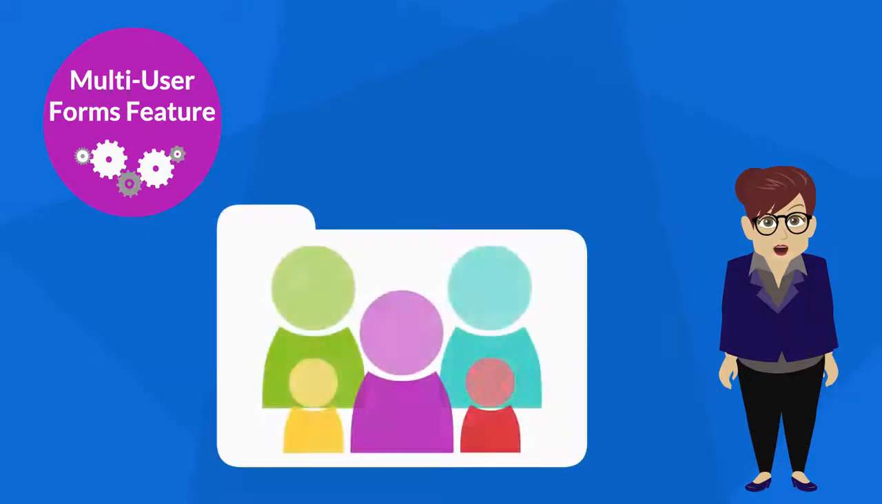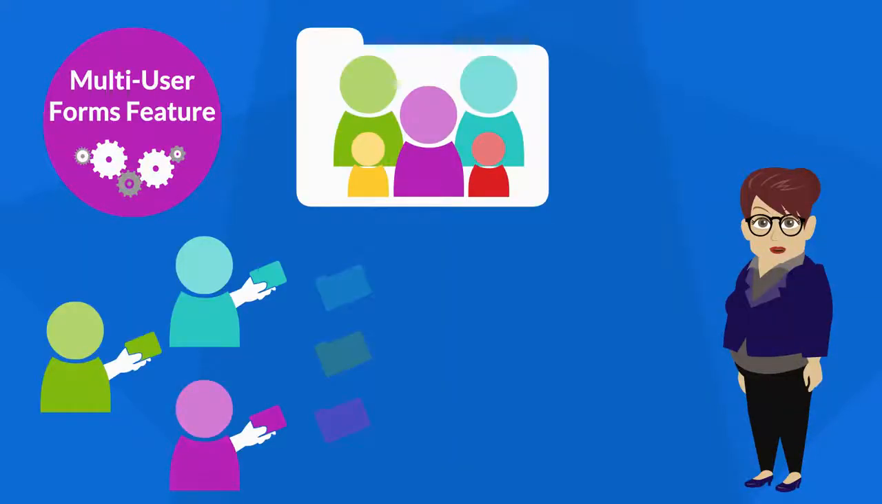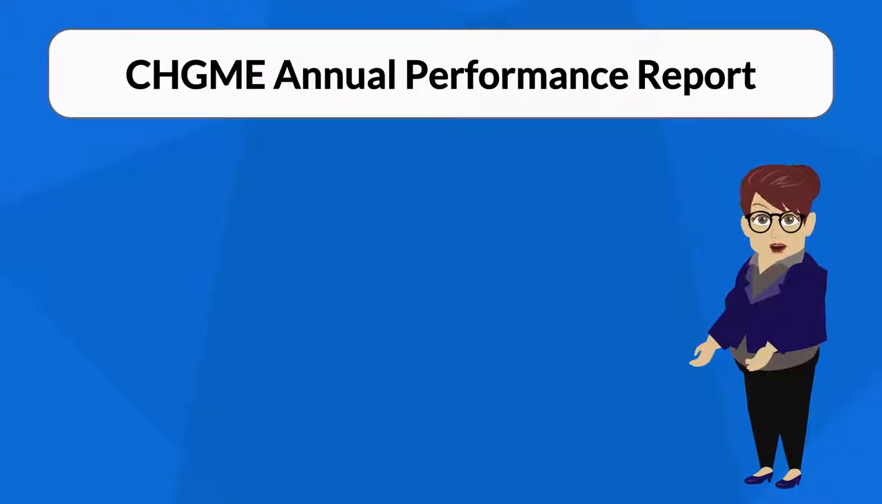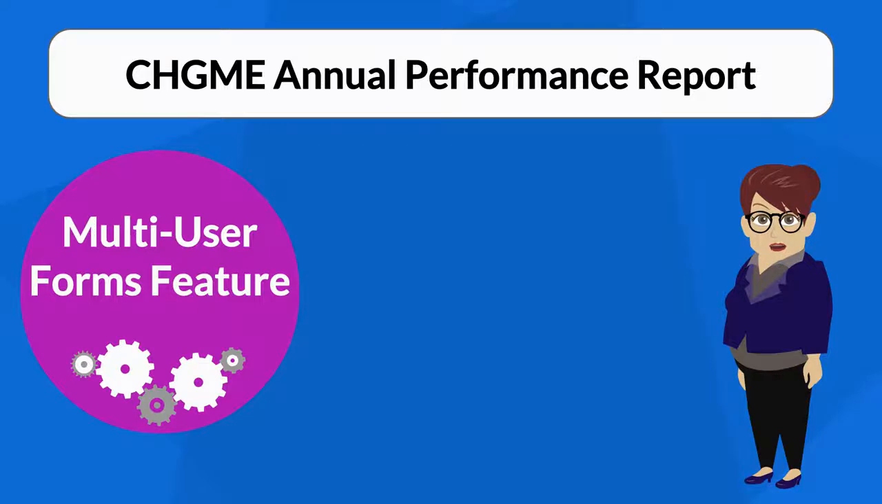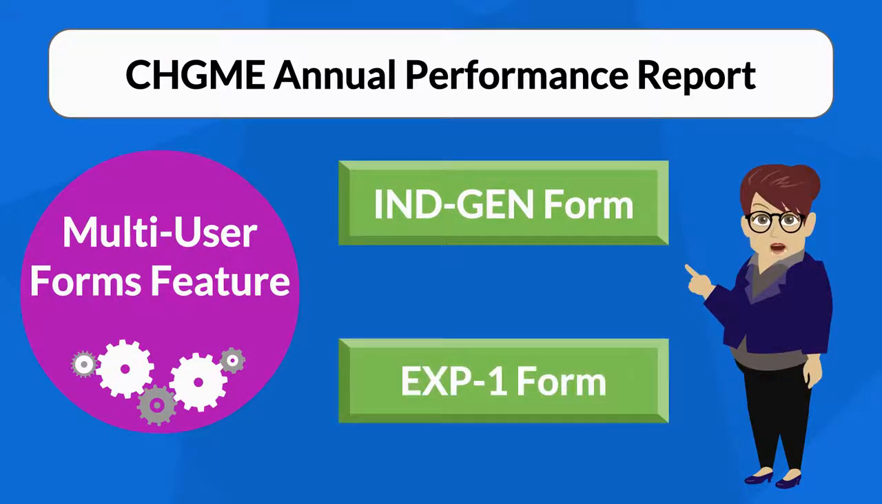Then we will walk through how multiple users can add new records to the same form at the same time and how they can edit prior year records. And finally, we will show you how those multiple users can check in their changes so they can be consolidated. The CHGME Annual Performance Report has two forms that allow multiple users to work on the same form at the same time, the IND-GEN form and the EXP-1 form.